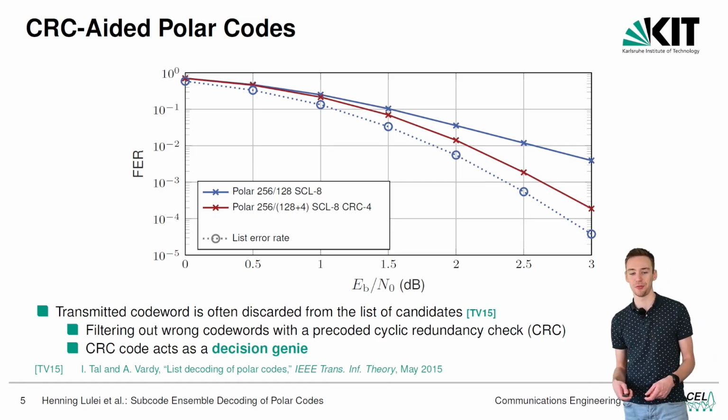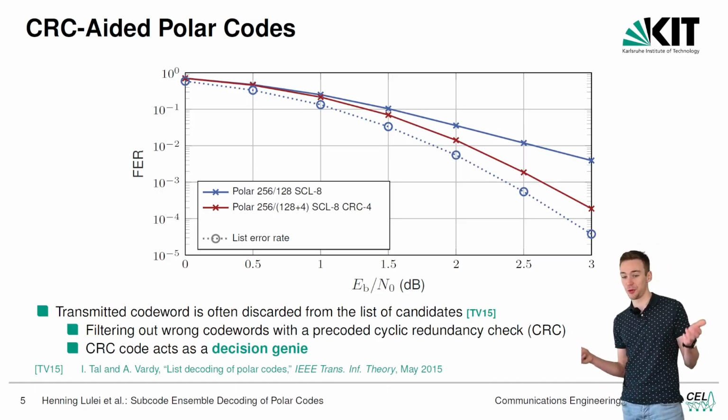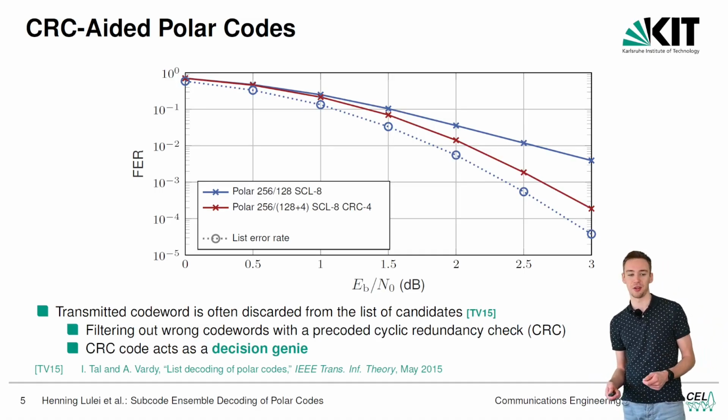Right here in red we see the performance with the added CRC of length 4. And we see that the performance is much better than the plain polar code and we come much closer to that list error rate. However, because those bits are treated as information bits, the rate of the code also gets higher and thus the list error rates get slightly worse.